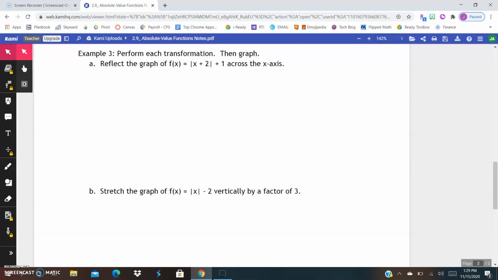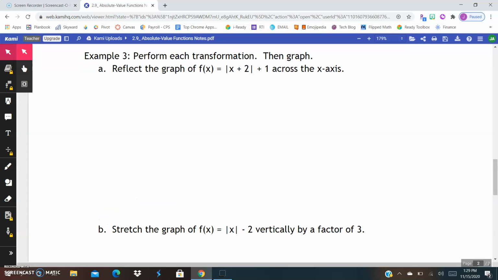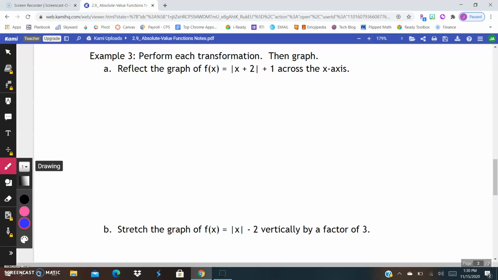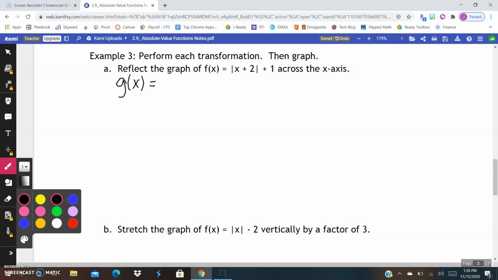All right, and then 2 more examples here. Perform each transformation and then graph. So we have to reflect this graph, f of x equals the absolute value of x plus 2 plus 1 across the x-axis. So if you remember, to reflect across the x-axis, we actually take that whole function and make it opposite. So we're going to have g of x equals negative absolute value of x plus 2, and then that plus 1 is going to be -1.